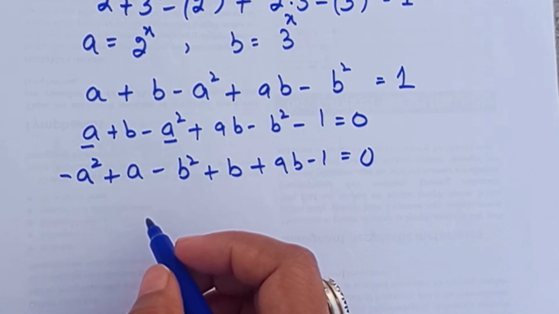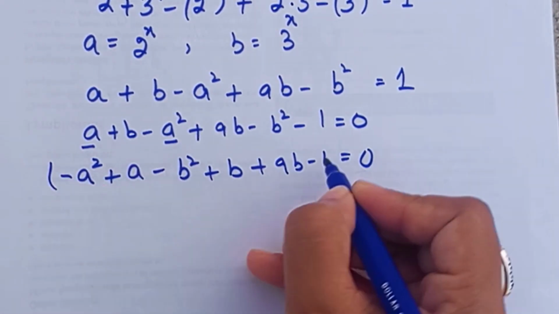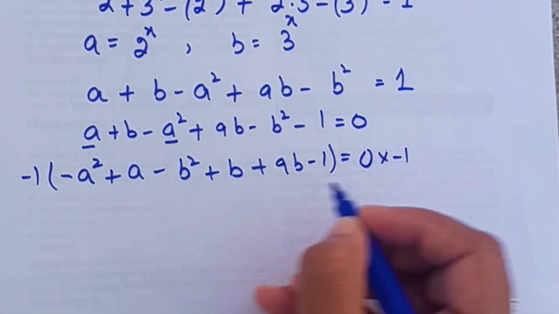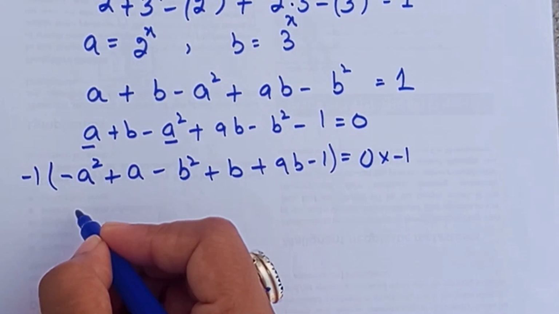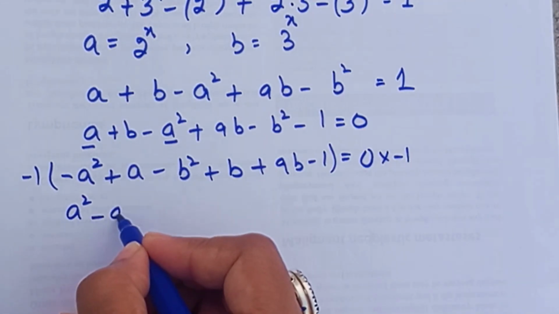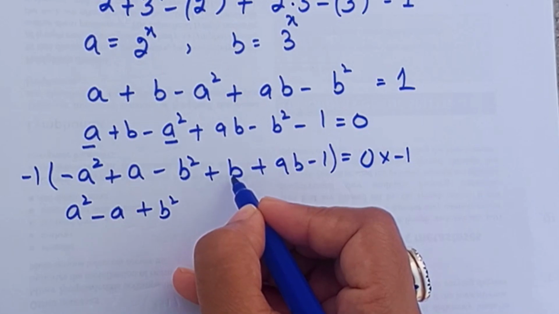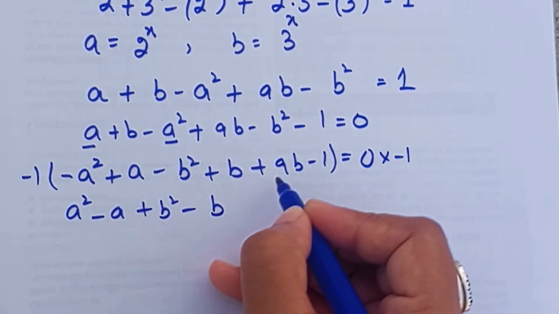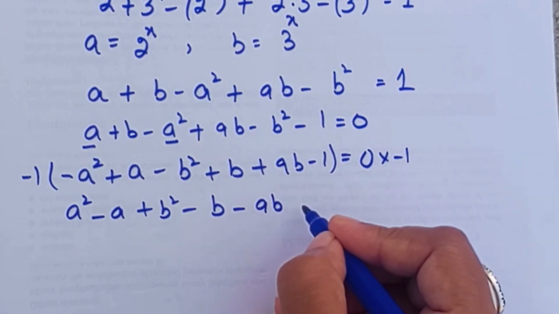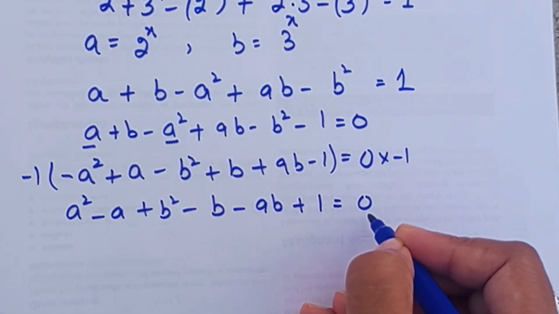Now in the next step we multiply this equation by negative 1 on both sides. So multiply this side by minus 1 and also multiply this side by minus 1. So this first term will become a square, this will become a minus a, this will become a positive b square, this will become a negative b, and this will become a minus product of ab, this will become a positive 1, and 0 multiply minus 1 is just 0.